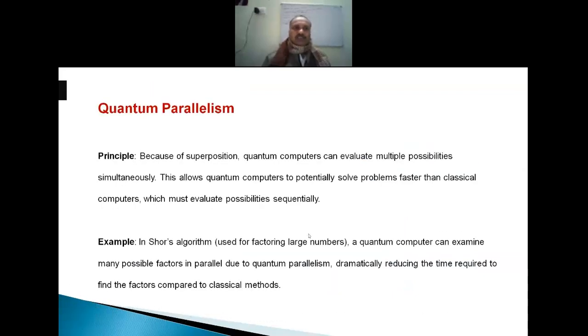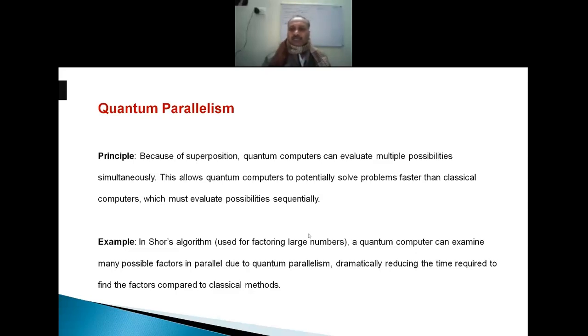Quantum parallelism, as I have already explained, comes from the principle of superposition. Quantum computers can evaluate multiple possibilities simultaneously. That's why parallelism comes into existence. A most famous algorithm is Shor's algorithm, which provides factoring of a large number. A quantum computer can examine many possible factors in parallel due to quantum parallelism. So it is reducing the time.